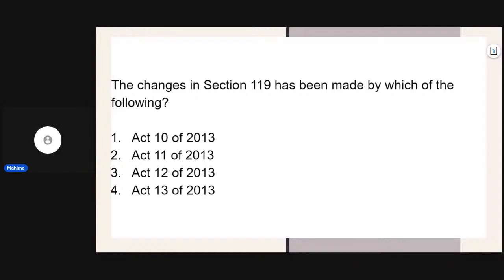Yes, correct. The changes in Section 119 have been made by which of the following? It was made in 2013, that is clear now. Which Act has made the changes? 10 of 2013, 11 of 2013, 12 of 2013, 13 of 2013. Only someone who has read the bare act thoroughly can answer this. These questions are relevant in Himachal, these kinds of questions where the Act number is asked.